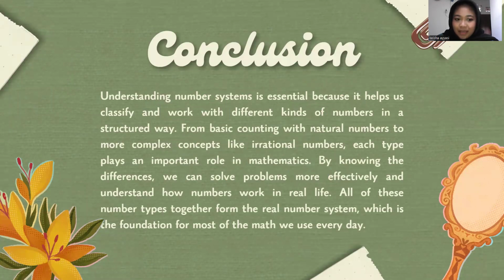So to wrap this up, here is the conclusion. Understanding number systems is essential because it helps us classify and work with different kinds of numbers in a structured way, from basic counting with natural numbers to more complex concepts like irrational numbers. Each type plays an important role in mathematics. And by knowing the differences, we can solve problems more effectively and understand how numbers work in real life. All of these number types together form the real number system, which is the foundation for most of the math we use every day.